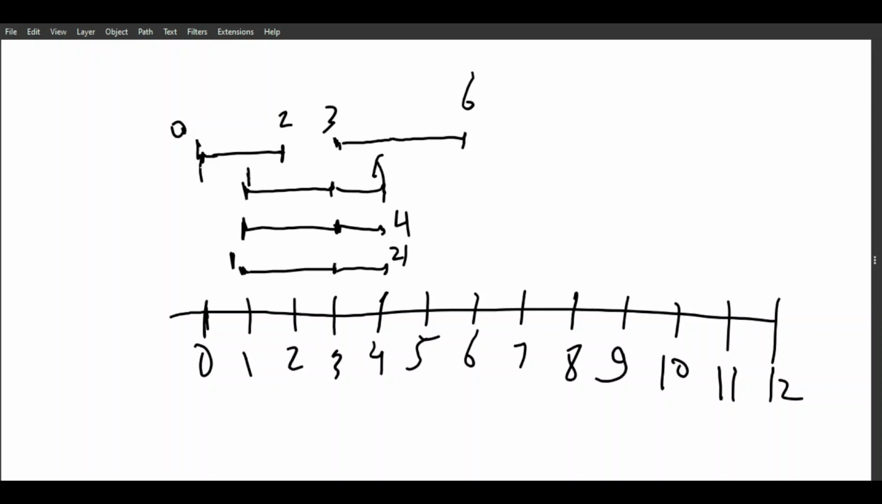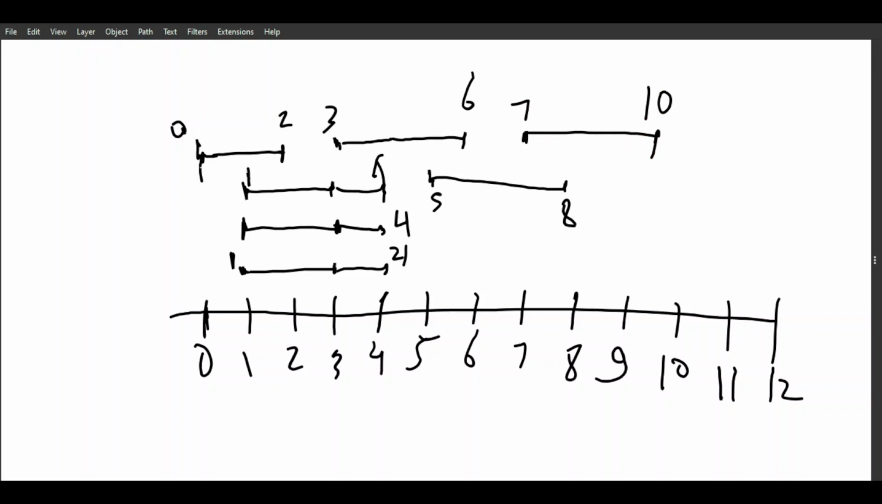Then one from 5 to plus 3, 8, 5 to 8 we can make. Then we can make from 7 to 10, 7 to 10.